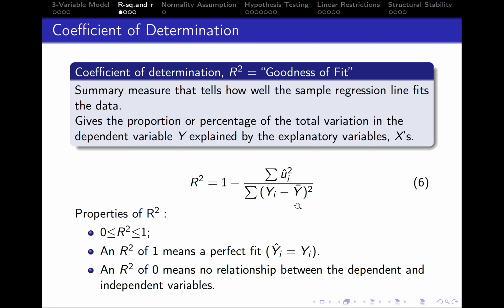Here is the formula. It is exactly the same as in the previous lecture, not actually 2 lectures before, I think, or 3. So the properties are the same. R squared must lie between 0 and 1. The closer it is to 1, the better the fit is. The closer R squared is to 0, the worse the fit is, in the sense that there is a very weak relationship between the dependent and independent variables.